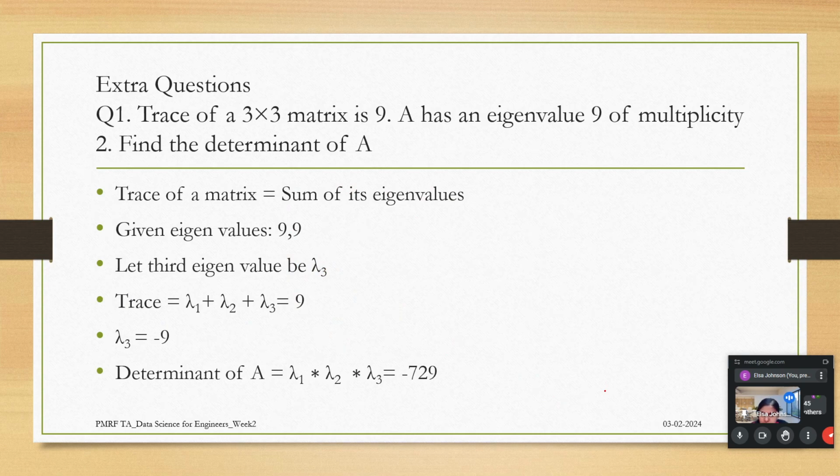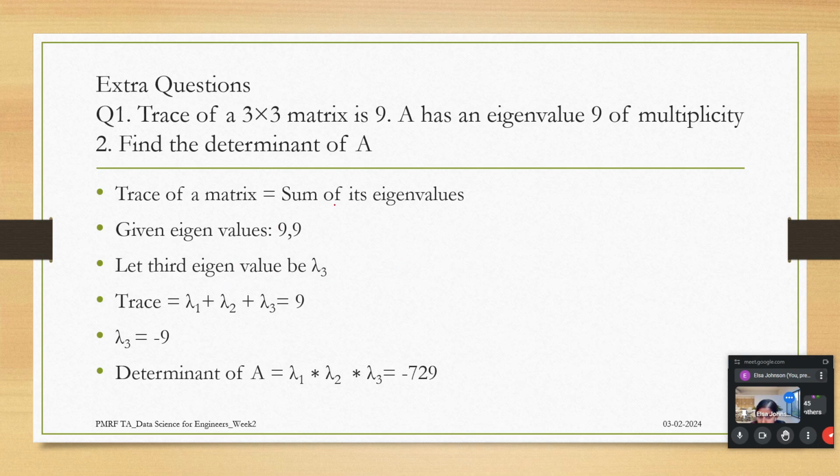Trace of a 3 by 3 matrix is 9. A has an eigenvalue 9 of multiplicity 2. Then find the determinant of A. This is a straightforward question. Lambda 1 plus lambda 2 plus lambda 3 is given as 9, and lambda 3 is given as minus 9. Oh, it is multiplicity 2, I missed that. Then the determinant will be lambda 1 into lambda 2 into lambda 3. I think this is fine. I have written the answer also.